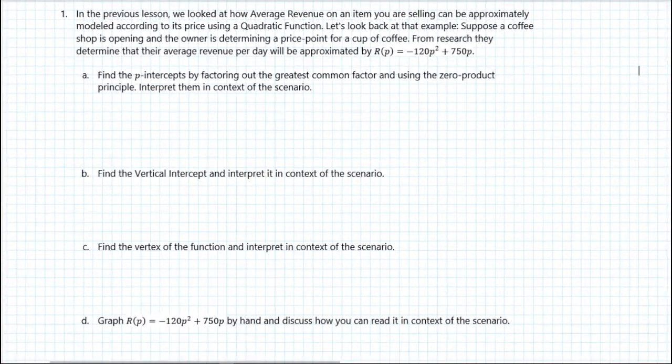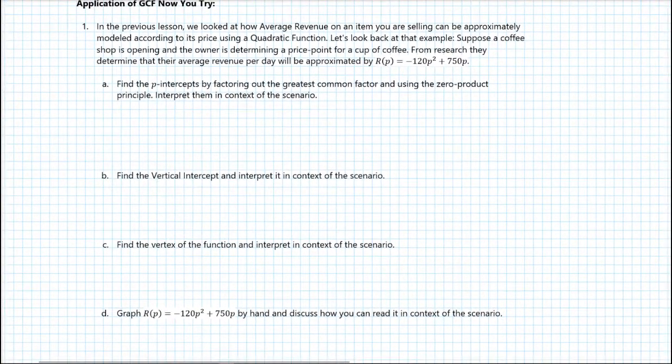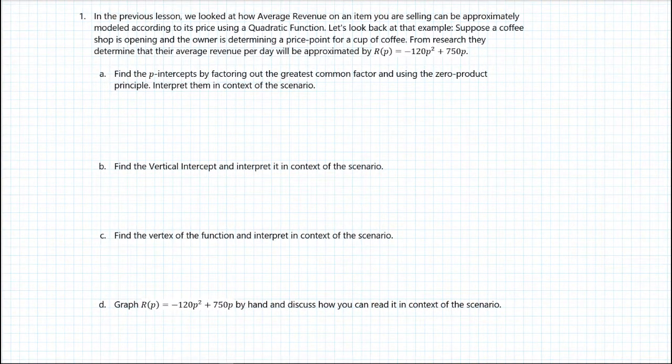So in the previous lesson, not the previous video, but the completely previous lesson, we looked at how average revenue on an item that you're selling can be approximately modeled according to its price using a quadratic function. I'm not going to go back over that in this lesson. We're just going to remember that we had talked about that. Let's look back at that example specifically.